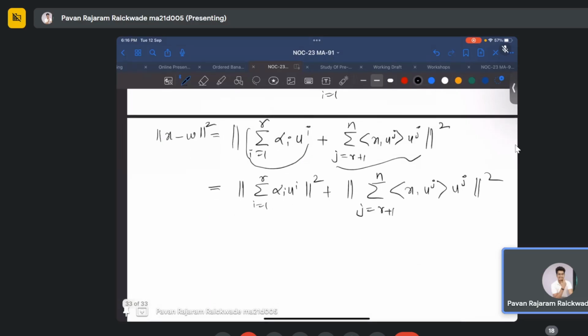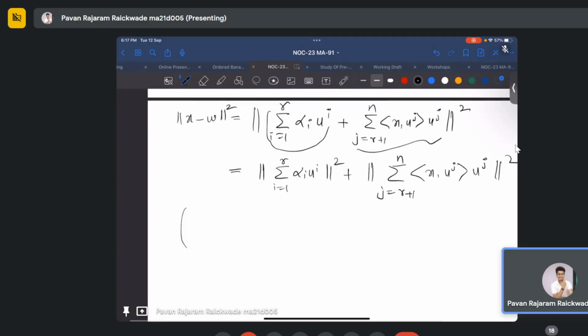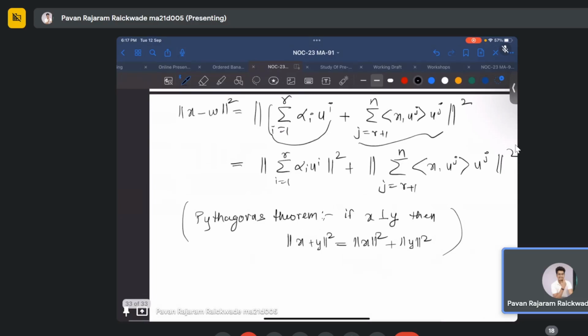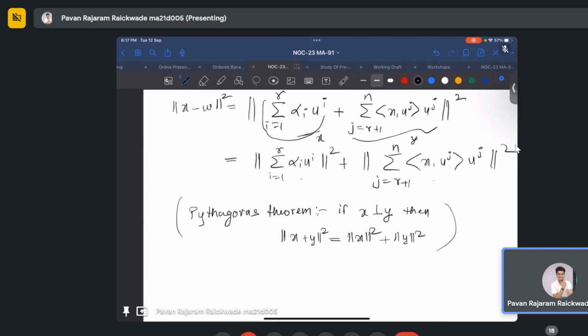Right. By Pythagoras theorem, okay, I'll write the statement here. In any inner product space, Pythagoras theorem states that if x is orthogonal to y, then norm of x plus y squared is the same as norm x squared plus norm y squared. Okay, this is what I applied here, because consider this element as x, this element as y, then norm of x plus y squared is norm x squared plus norm y squared, right?